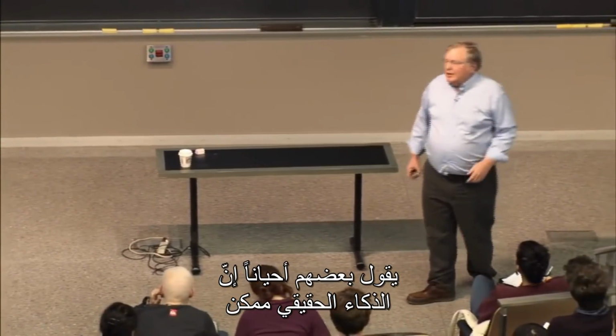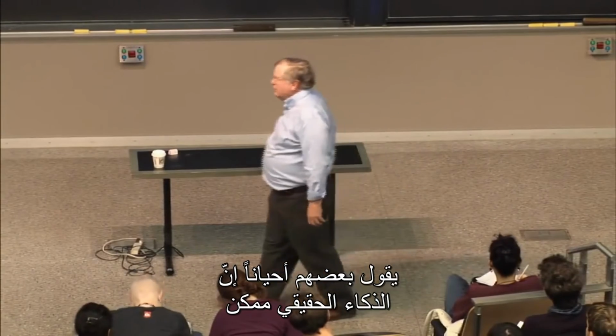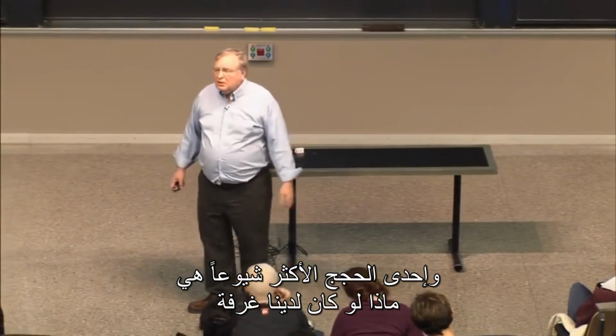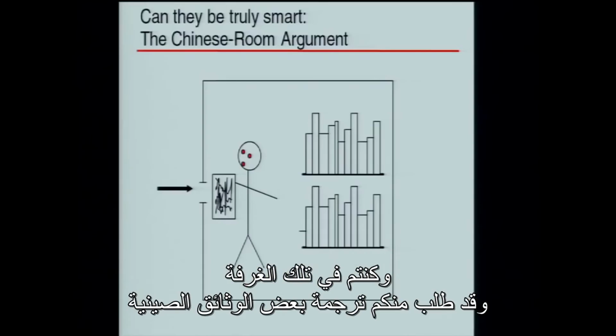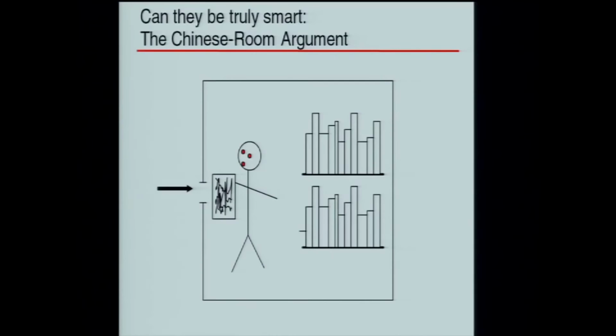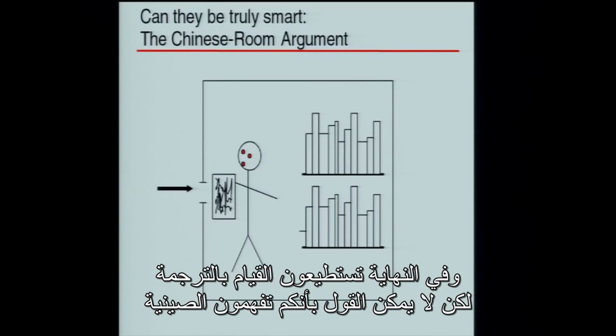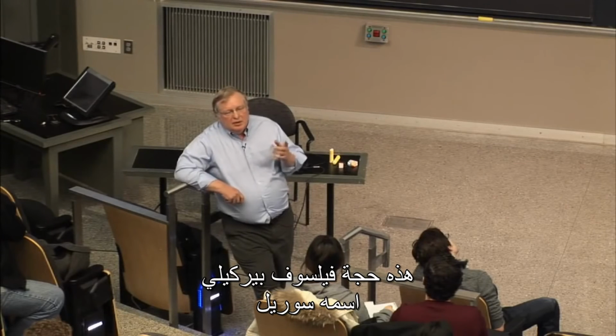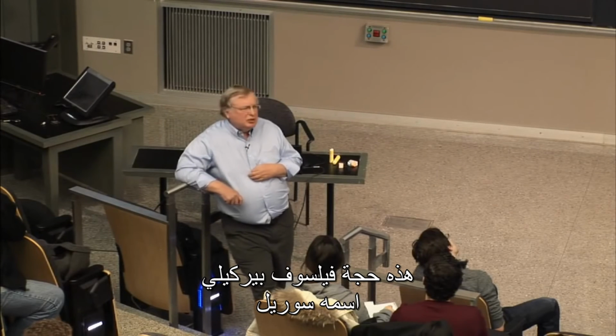Sometimes people argue that real intelligence is not possible. One of the most common arguments is, well, what if we had a room and you're in the room and you're asked to translate some Chinese documents? You've got a bunch of books, and in the end you can do the translation, but you cannot be said to understand Chinese. This is an argument of a California Berkeley philosopher named Searle.